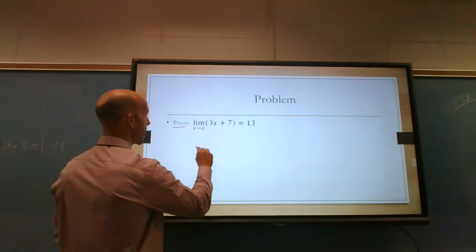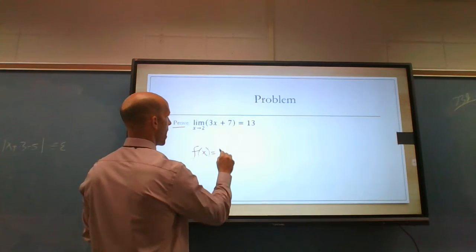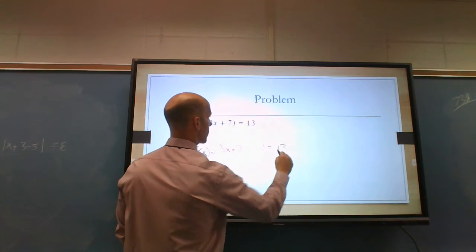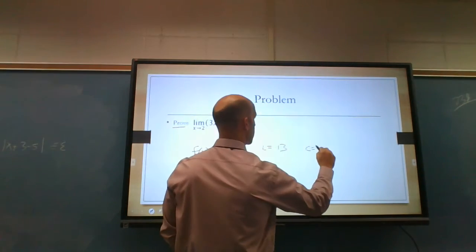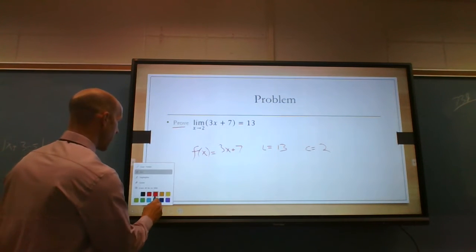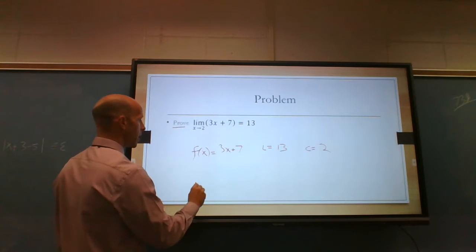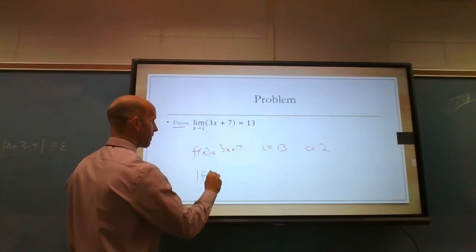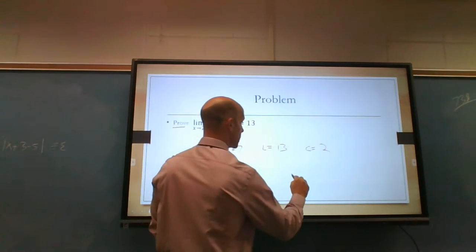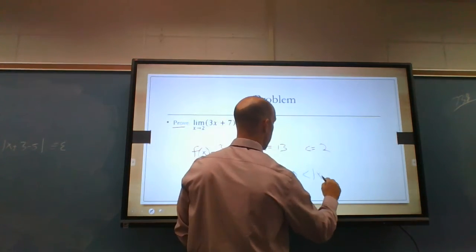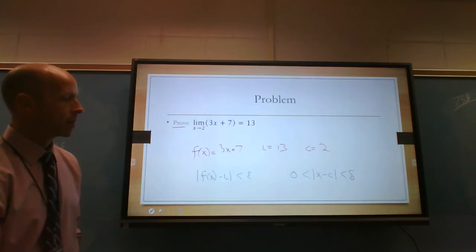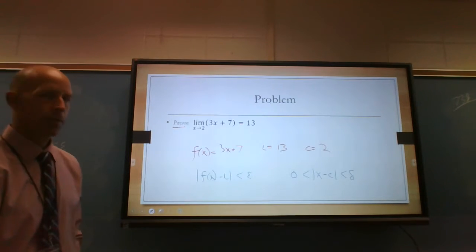In fact, it's probably not a bad idea to identify things here. f(x) is 3x plus 7. L, the limit, is 13. And c, the value that we're approaching, is 2. Furthermore, it may not be a bad idea to mention our key inequalities: the absolute value of f(x) minus L is less than epsilon, and 0 is less than the absolute value of x minus c, less than delta. Those are the criteria. So that's what we've got to do.